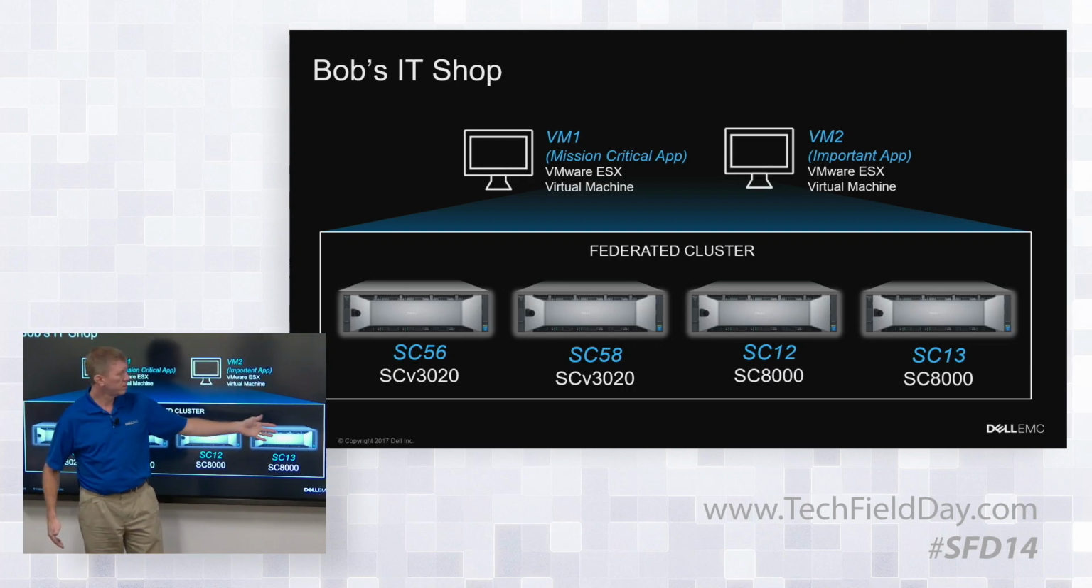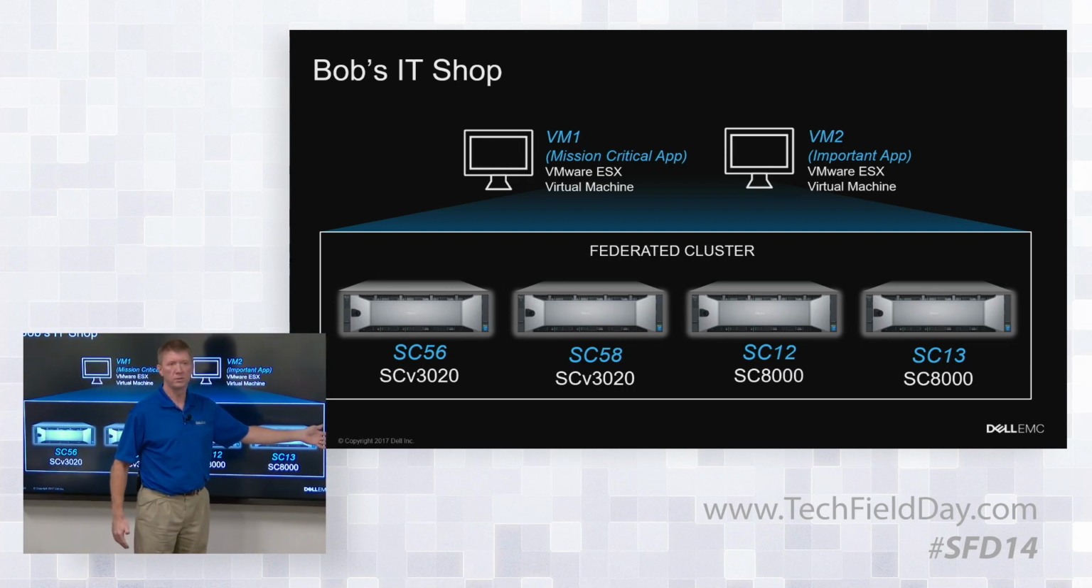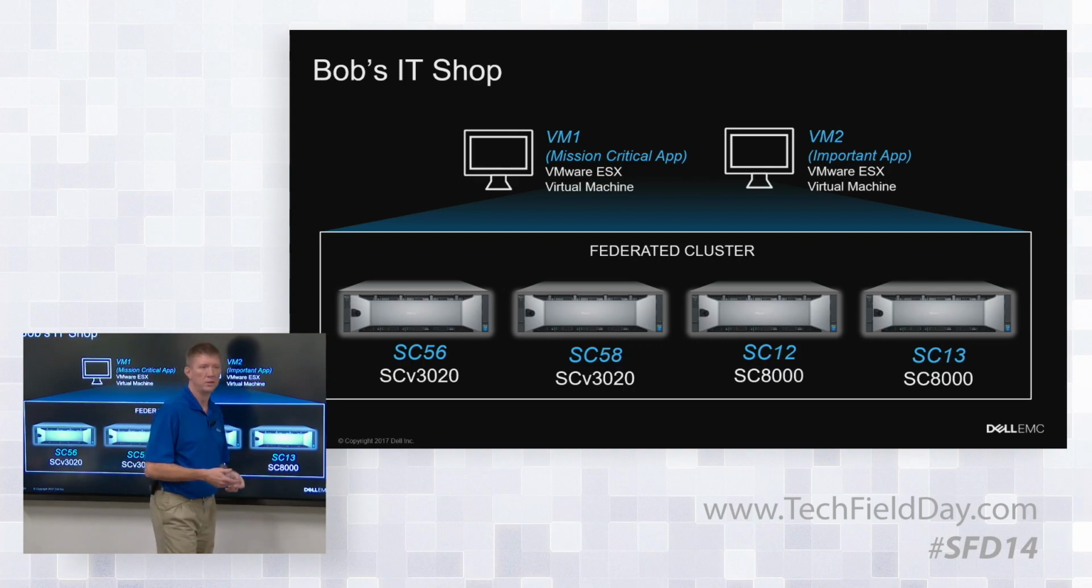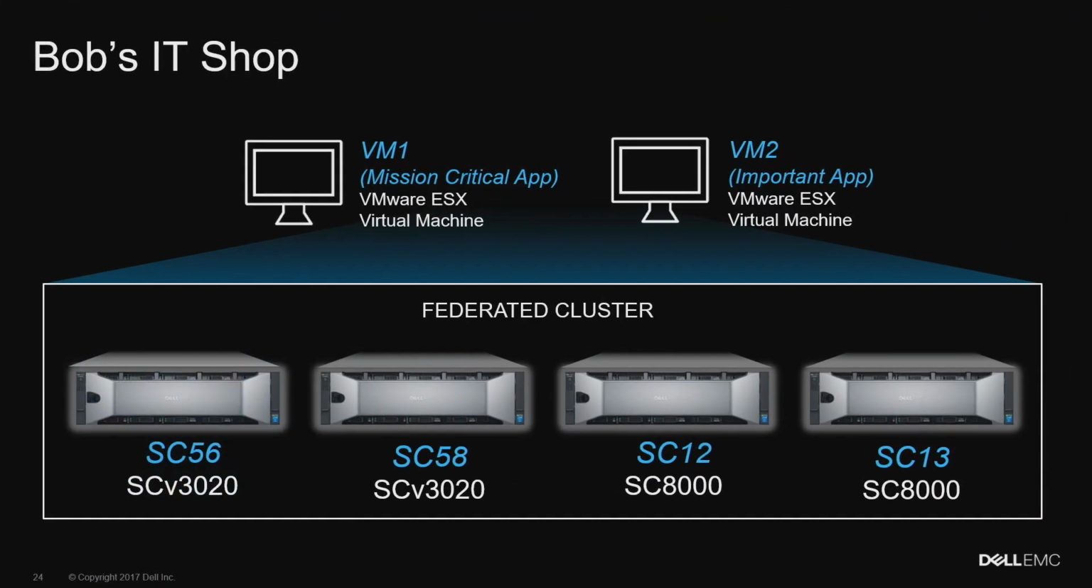This is just kind of a lay of the land of the lab and what you're going to see in DSM. That's our federated management tool. We've got 4 SC series arrays. We've got 2 all-flash SCV3020s, that's SC56 and 58, as well as 2 SC8000s with a mix of spinning disk 7K and 10K drives. And also in the lab, we've got a couple of applications of various importance.